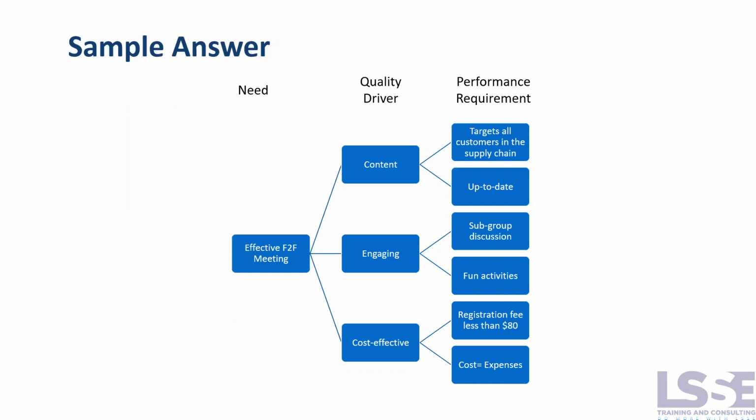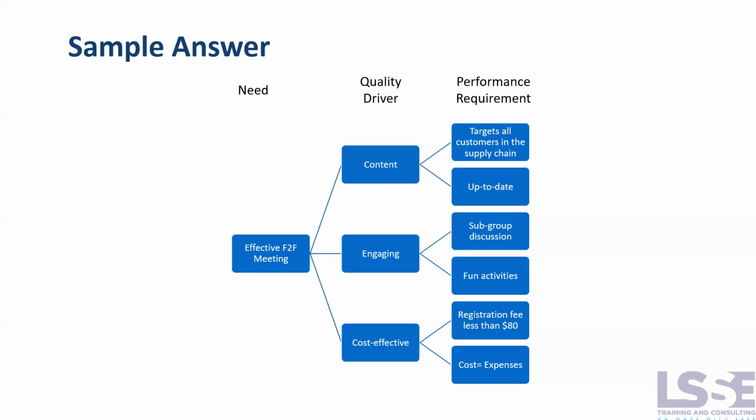We had different types of customers in our supply chain. So I had to make sure that the content we're going to deliver in that meeting is able to address the different types of customers in our supply chain. Another performance requirement is that the content has to be up to date. It would fail if the content we present was from 3 years ago. So what I did was require that the content has to be updated in the last 6 months.